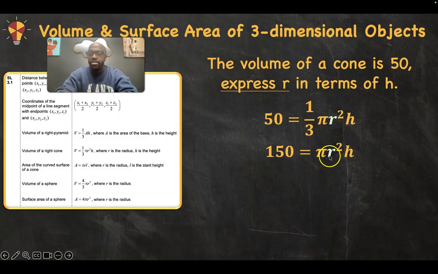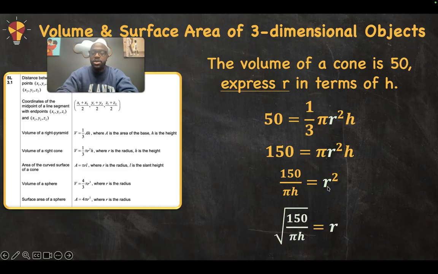Now that's pi times r squared times h. Divide by pi h, and you're left with r squared. We're not done here because we need r by itself, not r squared by itself. So to get rid of that squared, we take the square root. And once we do that, now we have r in terms of h. The only variable over here is h, and we have r by itself.